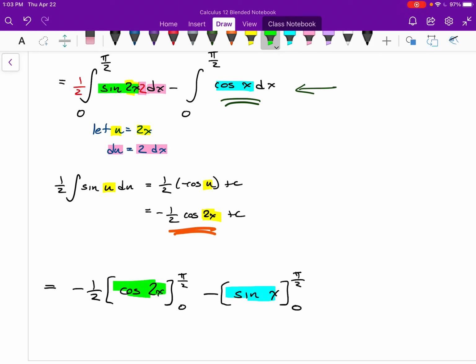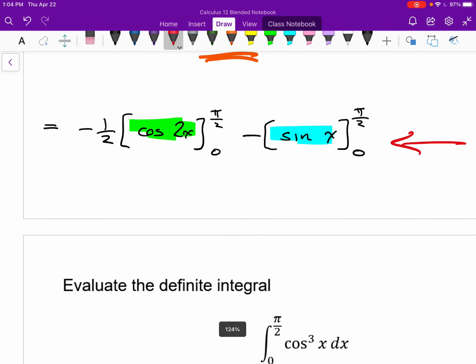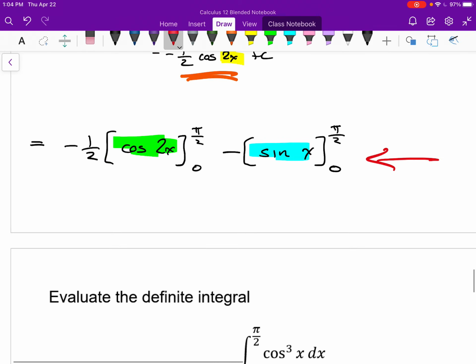And so hopefully you can see now how this step up here has brought me to this step right here. All right, so now let me just focus on this. Ooh, I don't have much space left. The good thing is I've done all the main work. And so right here, I get minus 1/2.